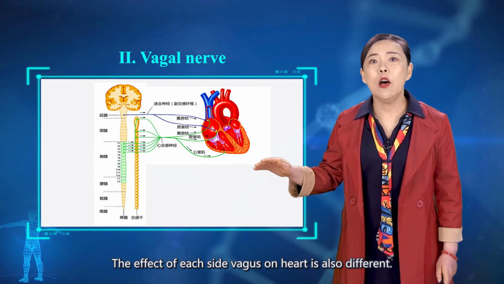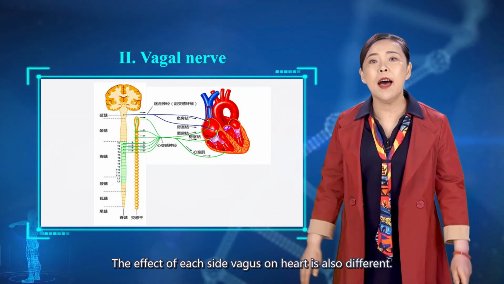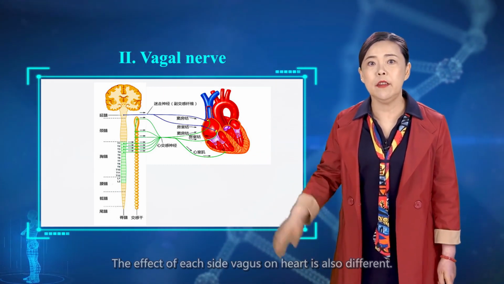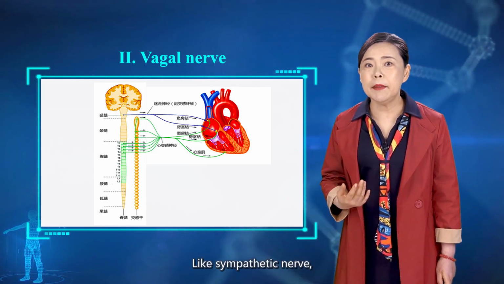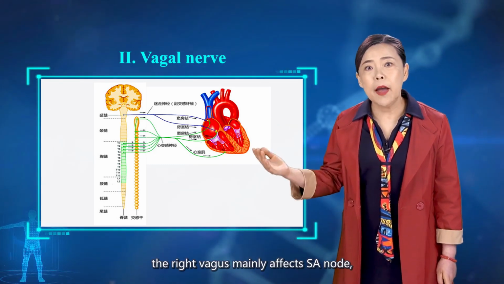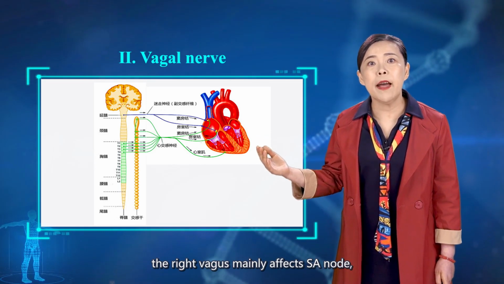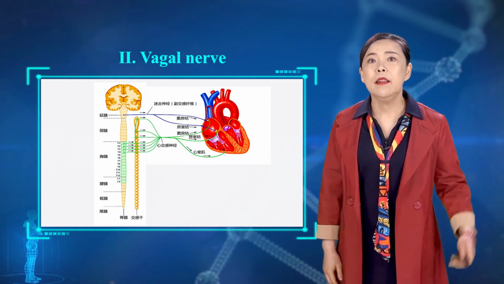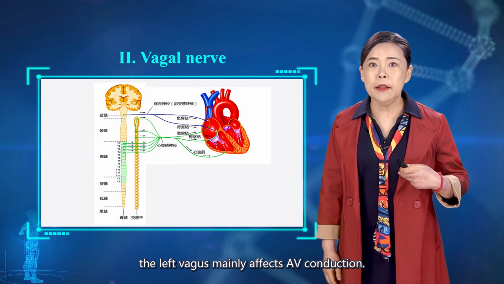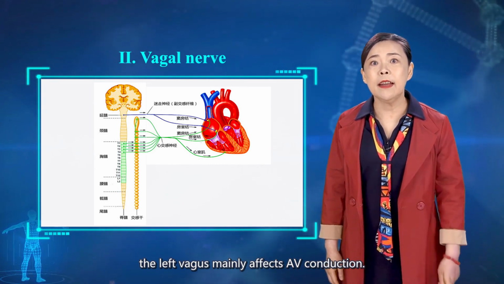The effect of each side of the vagus on the heart is also different. Like the sympathetic nerve, the right vagus mainly affects the SA node. The left vagus mainly affects AV conduction.